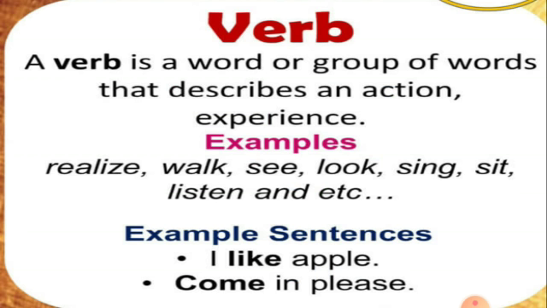Next, coming to the verb. A verb is a word or group of words that describes an action or experience. Examples like realize, walk, see, look, sing, sit, listen, and so on. Example sentences like I like apple. Okay, next, come in please. So, I play cricket. She speaks English.